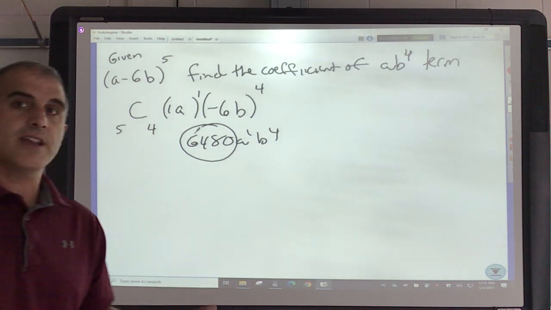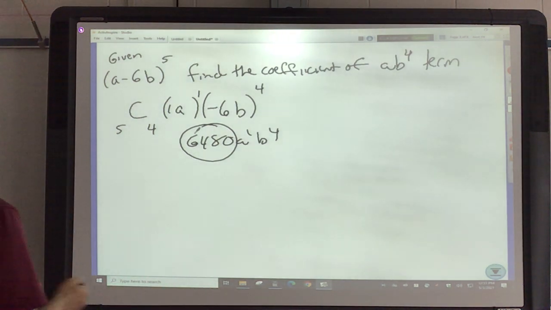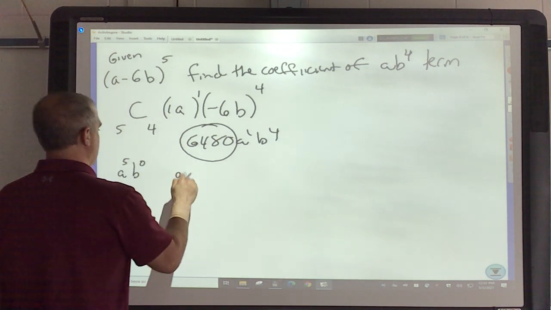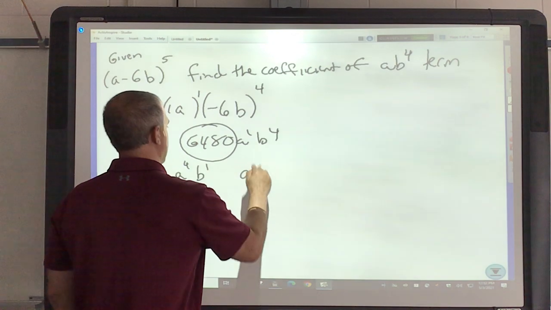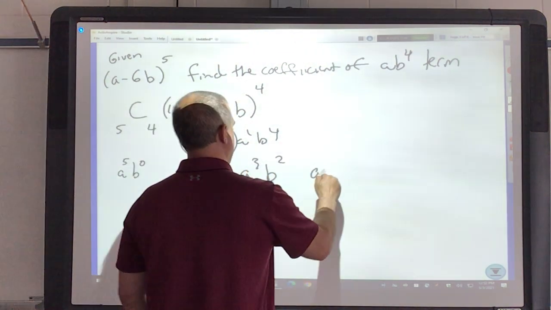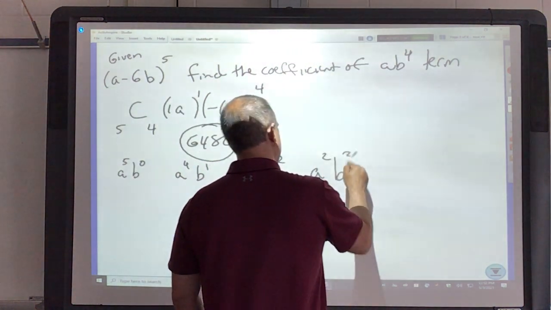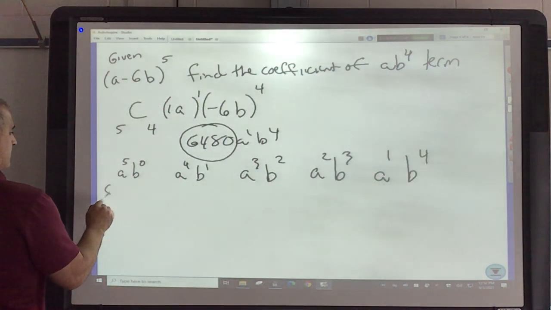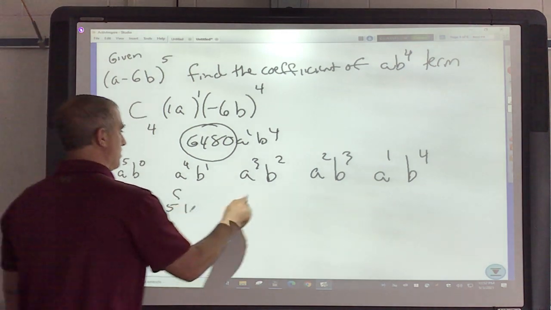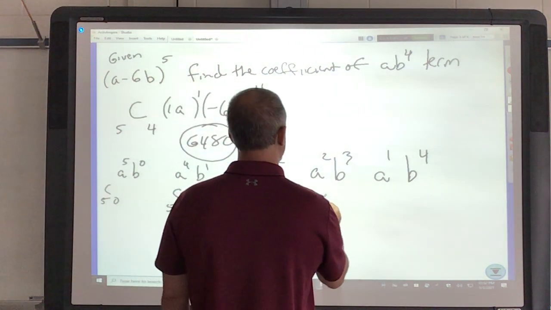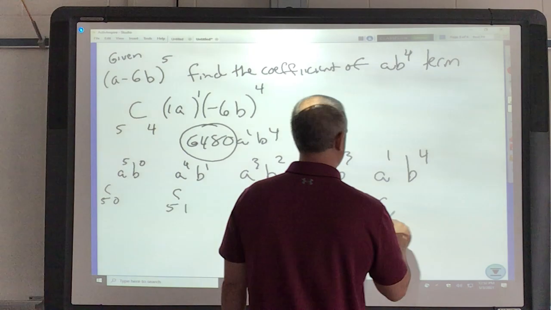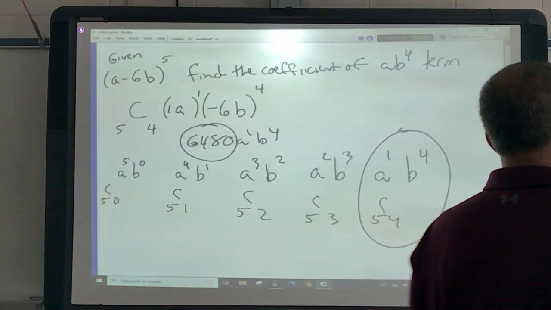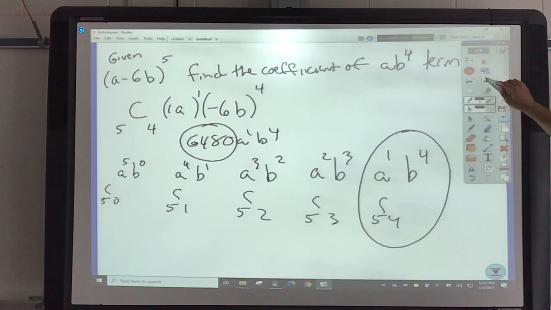So you can use that concept, that pattern. If you needed to see this again, it's going to start out as a5 b0, a4 b1, a3 b2, a2 b3, a1 b4. That's where I'm trying to get to, right? So this is going to be 5 choose 0, 5 choose 1, 5 choose 2, 5 choose 3, and 5 choose 4. As you can see, I can get there pretty quickly, all right, by understanding the pattern. Okay?